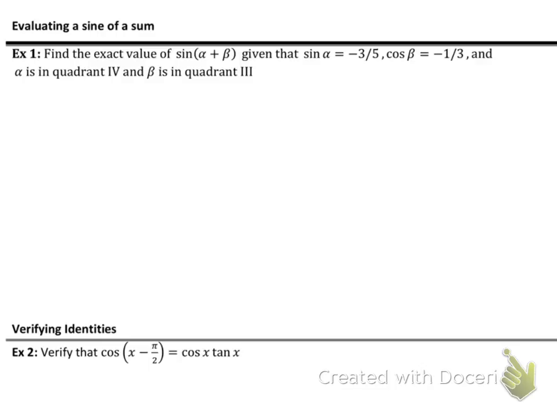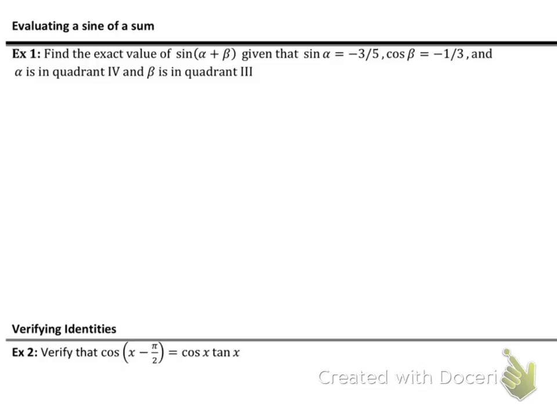It says find the exact value of sine alpha plus beta, given that we know sine alpha equals negative 3 over 5 and cosine beta equals negative 1 over 3, and alpha is in quadrant 4 and beta is in quadrant 3. Before I get into anything, what's important about knowing quadrants? Why do problems ever tell you what quadrant it is? Positive and negative, to tell you whether you have a positive or negative in that particular given thing.